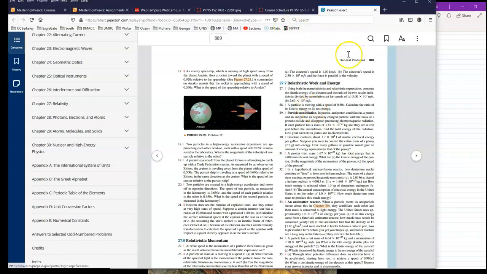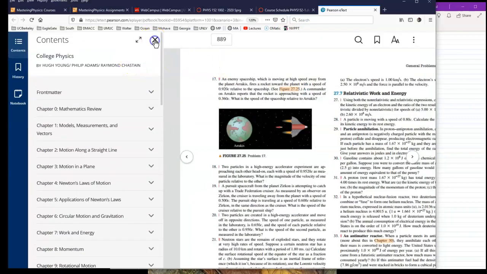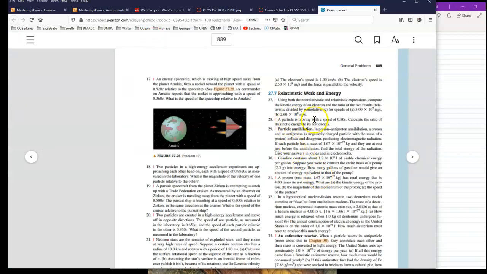You see it? Let me magnify this a little bit. 28 right there. He says number 28, level 1. Not bad, I hope. It says a particle is moving with a speed 0.8. Calculate the ratio of its kinetic energy to its rest energy. All right. That's not bad. Let's see how we do that.